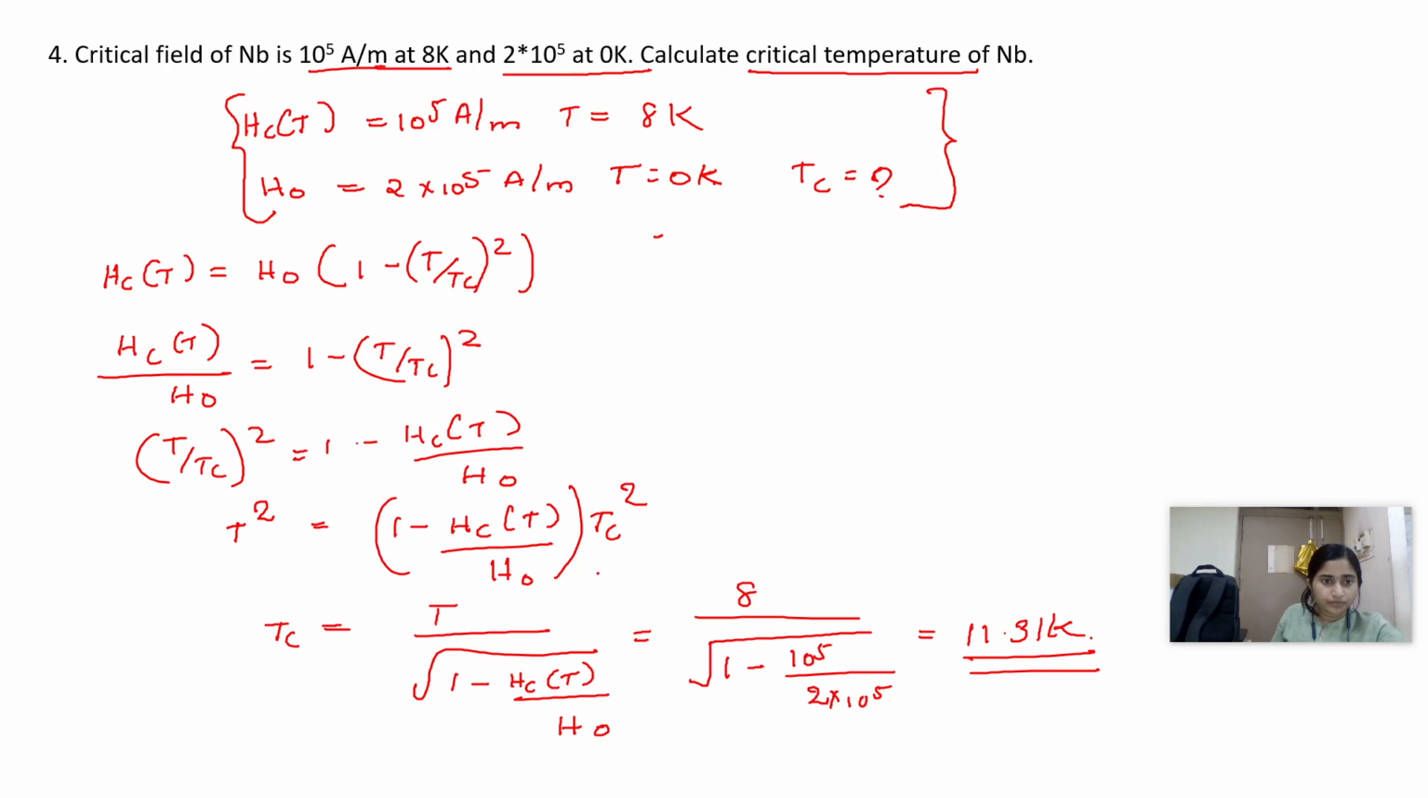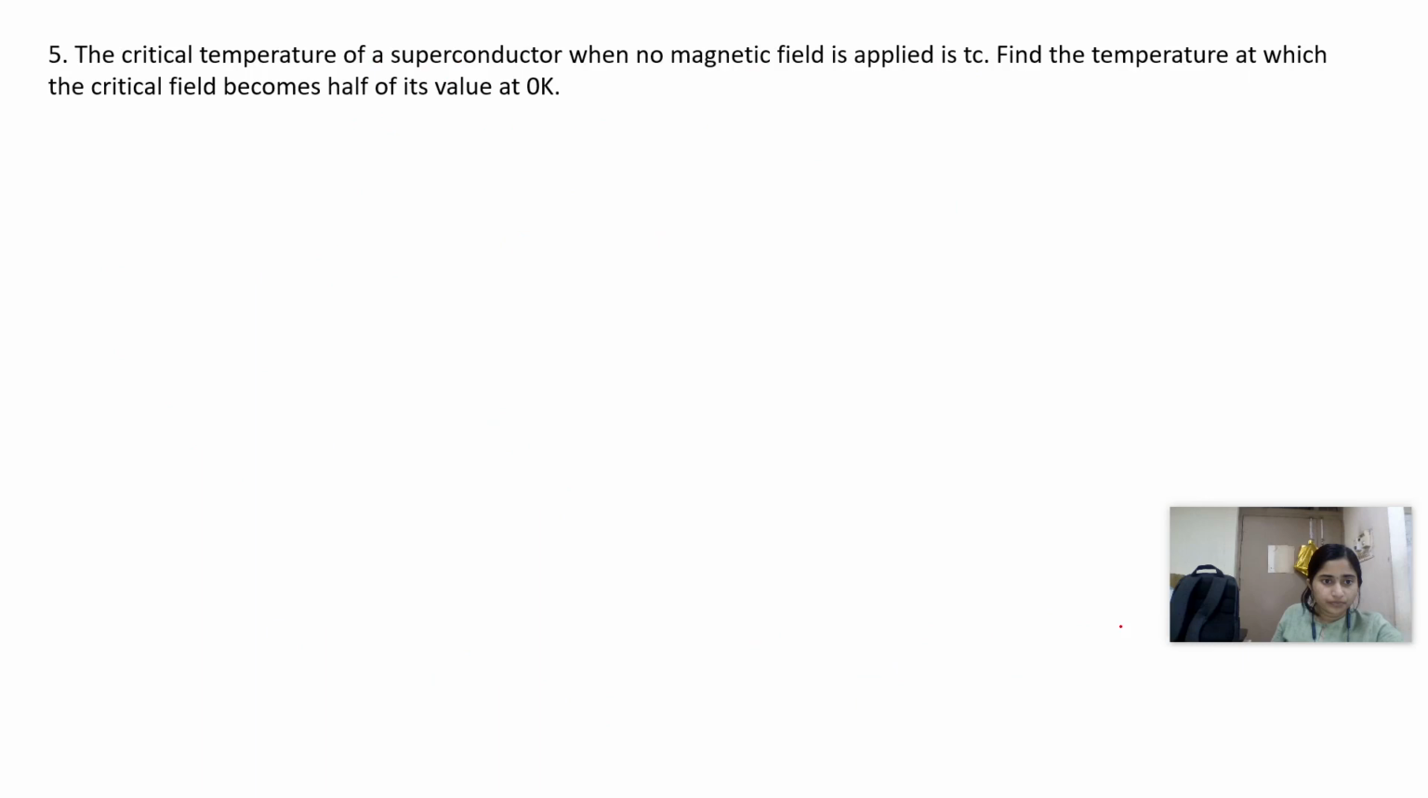Substitute the values. T corresponds to 8, Hc of t will be 10 to the power 5 and H0 will be 2 times 10 to the power 5. Then you will get the answer, which will be 11.31 Kelvin. So this will be the critical temperature for niobium in this equation. Now let us move to the next problem.